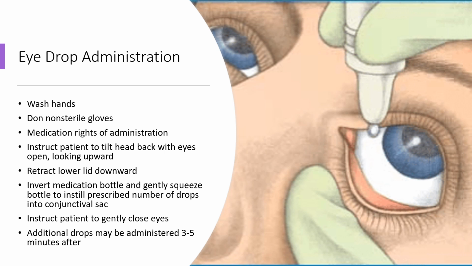Instruct the patient to gently close their eyes. Additional eye drops may be administered 3 to 5 minutes after the first drops to allow for absorption. Application of gentle pressure with a clean tissue on the patient's nasolacrimal duct for 30 to 60 seconds decreases systemic absorption.